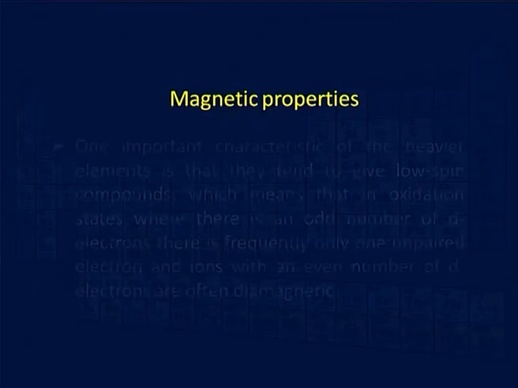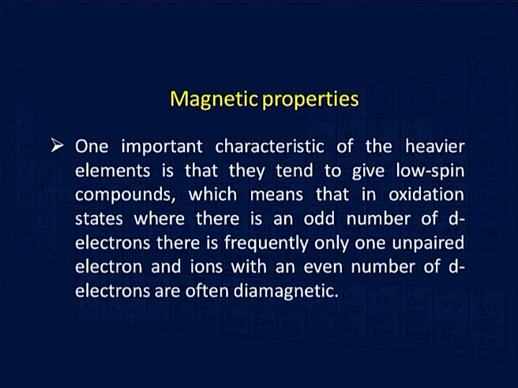The next important property of these metal ions is their magnetic property. One of the important characteristics of the heavier elements is that they tend to give low spin compounds, which means that in oxidation states where there is an odd number of d electrons, there is frequently only one unpaired electron, and ions having an even number of d electrons are often diamagnetic.